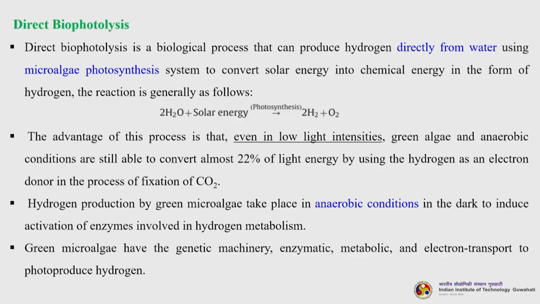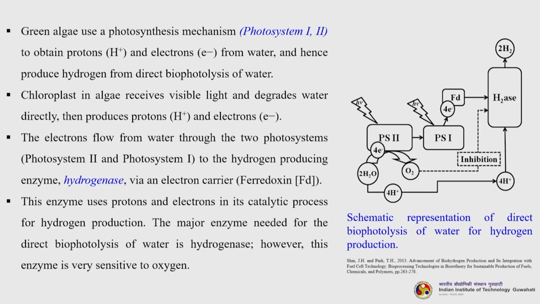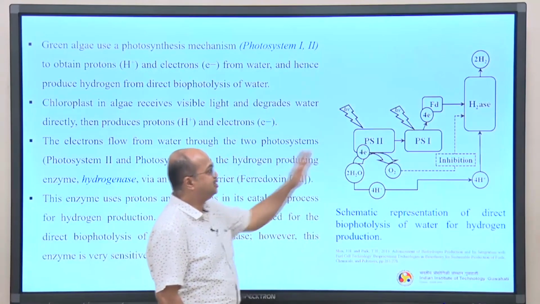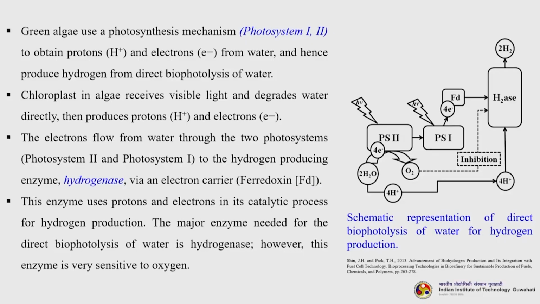Hydrogen production by green microalgae takes place in anaerobic conditions in the dark to induce activation of enzymes involved in the hydrogen metabolism. Green microalgae have the genetic, enzymatic, metabolic and electron transport machinery to produce hydrogen. So, you can see this is the schematic representation of the direct biophotolysis of water for hydrogen production. I will explain this. Green algae use a photosynthetic mechanism, so it can be photosystem 1 and photosystem 2 both, to obtain protons and electrons from water and hence produce hydrogen from direct biophotolysis of water.